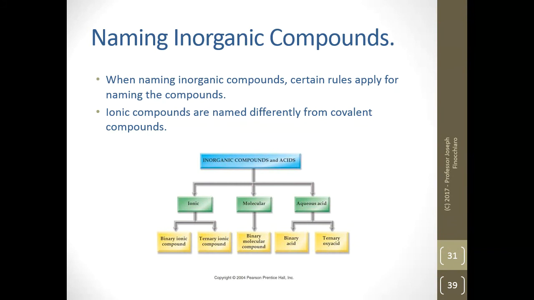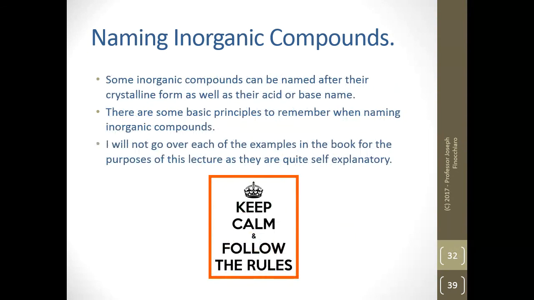When naming inorganic compounds, certain rules apply for naming the compounds. Ionic compounds are named differently from covalent compounds. We're learning a language. Chemistry is a language. And when you say something, chemists can think of it and understand what you're talking about and where it comes from. Some inorganic compounds can be named after their crystalline form as well as their acid or base name.